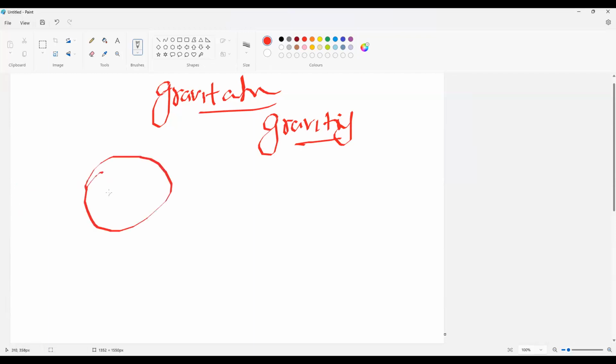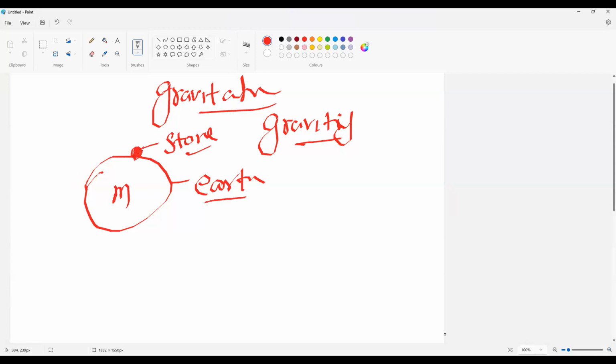Suppose you have a mass. Now you are keeping a stone on this mass, above this mass. You have a big mass. Let us consider this is the Earth. What is this? Earth. Yes or no? Yes, sir. So suppose you are keeping a stone here, this is a stone on the surface of the mass, on the surface of the Earth.